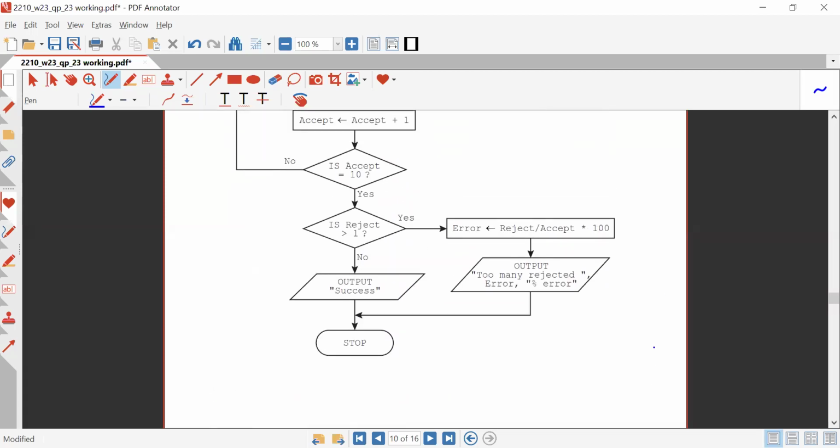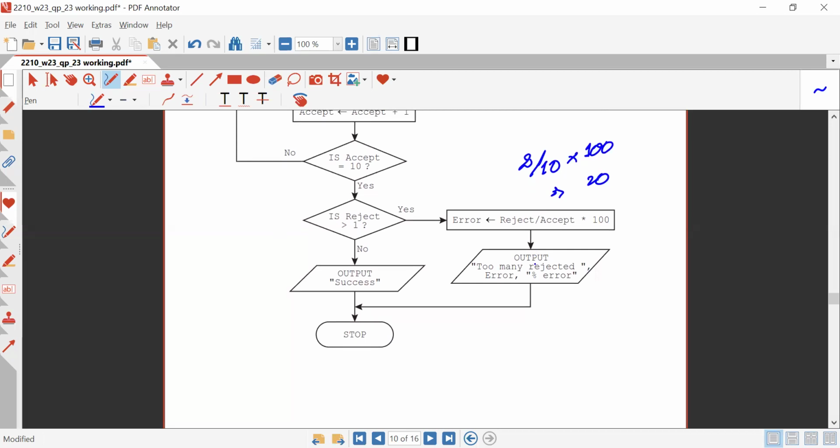So if it's greater than 1, they are saying error equals reject divided by accept. The value of reject was 2, accept was 10, multiplied by 100. So what will be the value? 200 divided by 10, it will be 20. Now they are saying output too many rejected, error, percentage error.